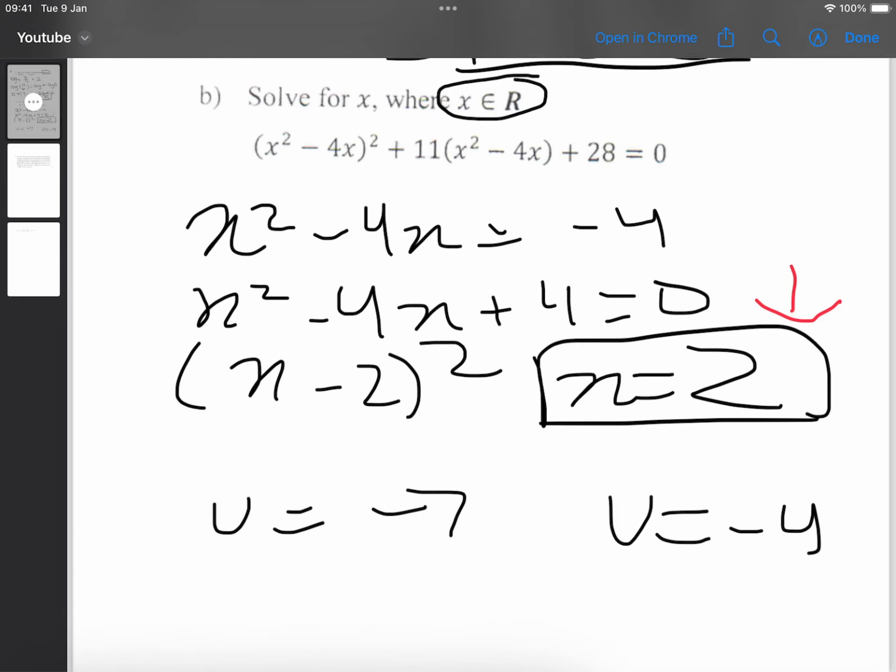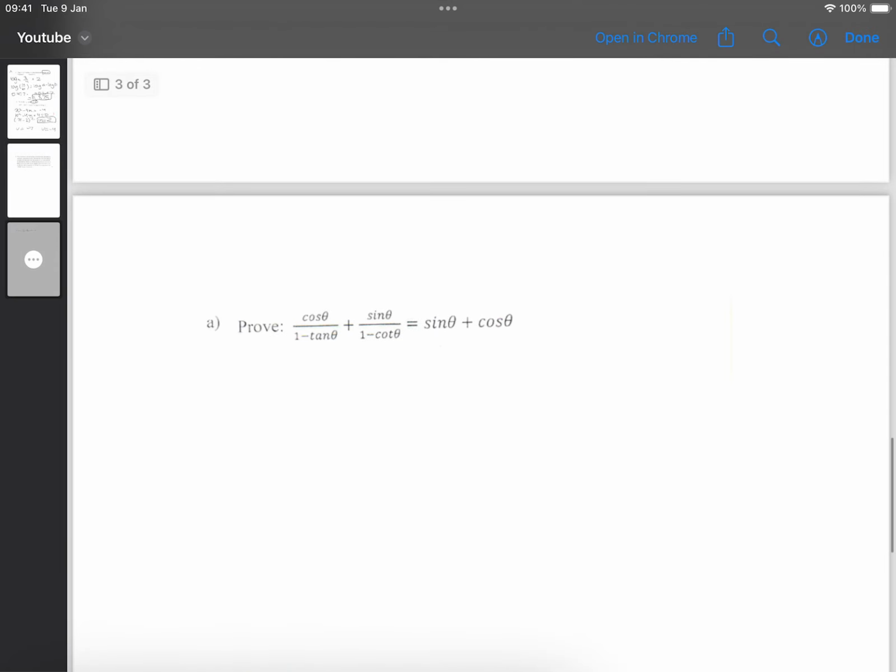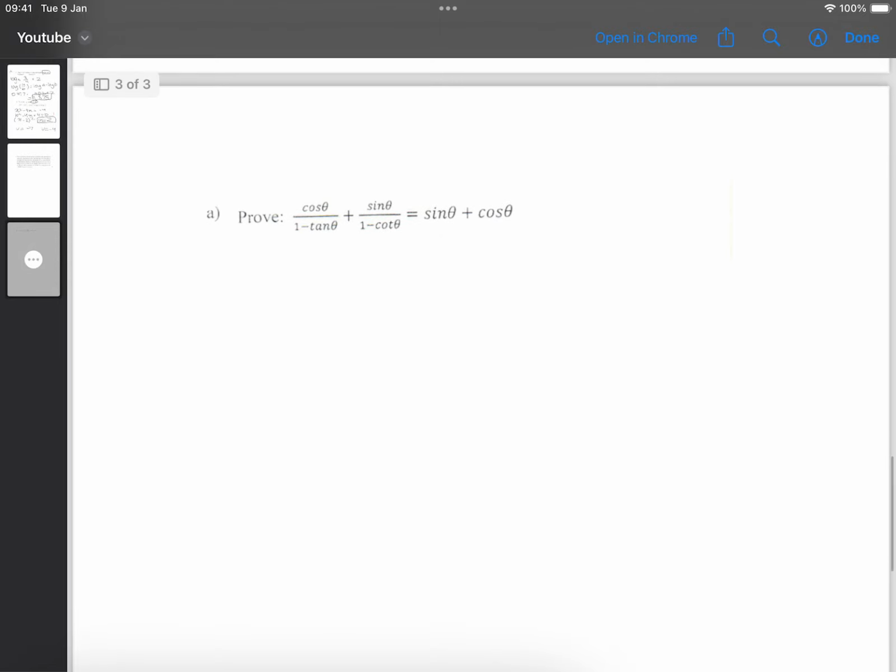Now let's move on to the next question, which says prove cos theta over 1 minus tan theta plus sine theta over 1 minus cot theta is equal to sine theta plus cos theta. So the first thing you'd have to do is rewrite tan theta and cot theta in terms of sine and cos.